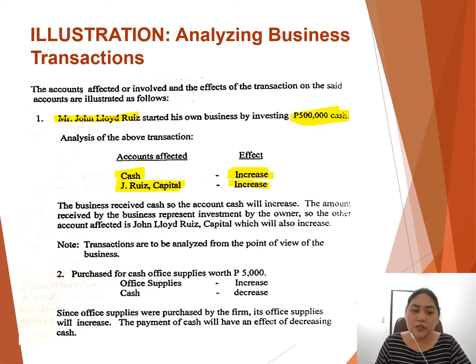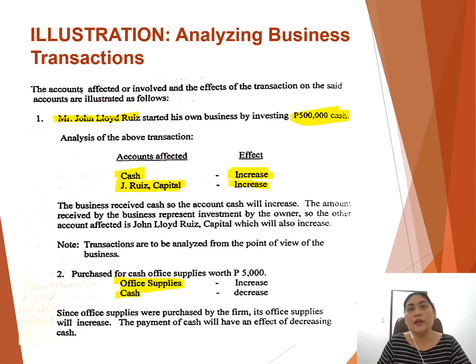Next transaction, it says here, you purchased office supplies worth 5,000 pesos. So, what element is affected here? The element affected here is asset only. Now, which accounts under asset are affected? These two. Office supplies, because you bought office supplies, and then cash, because cash is what you paid with.